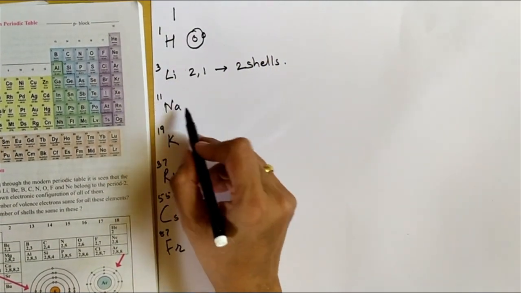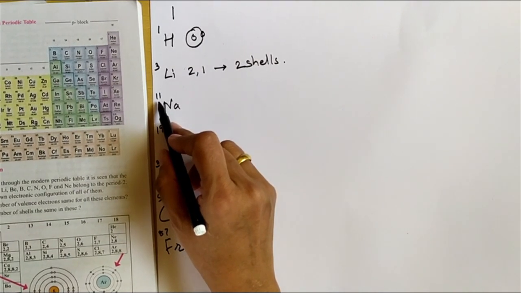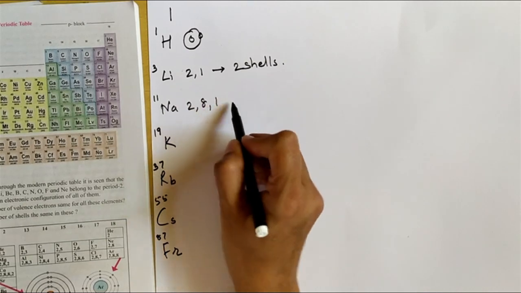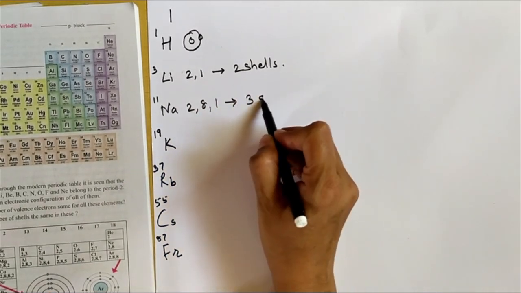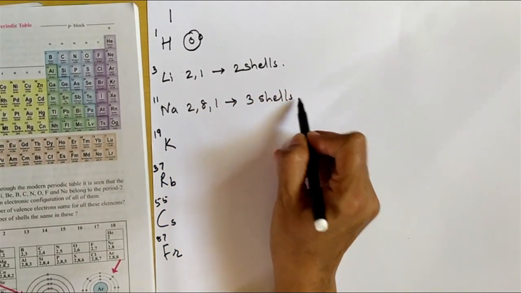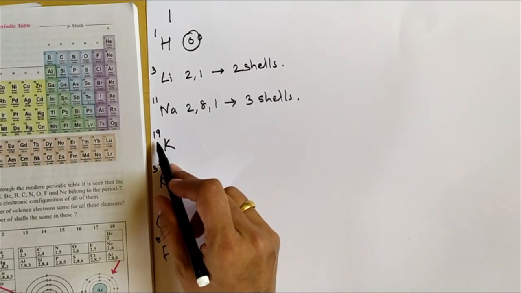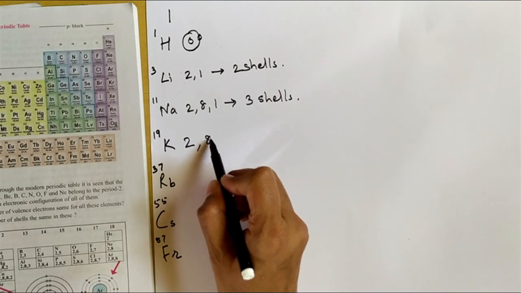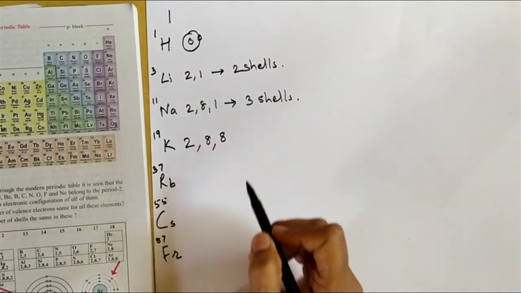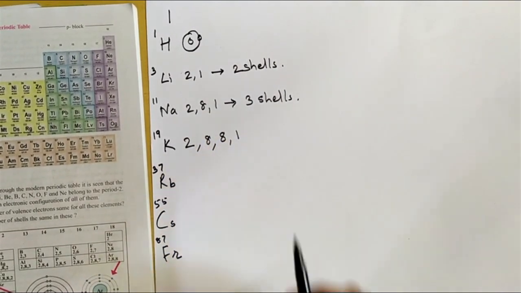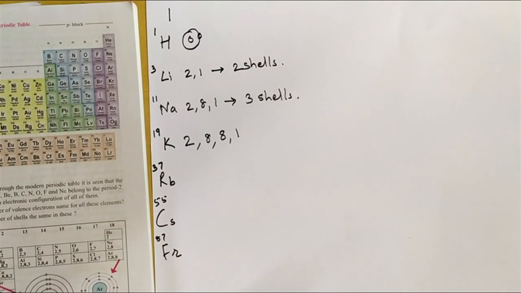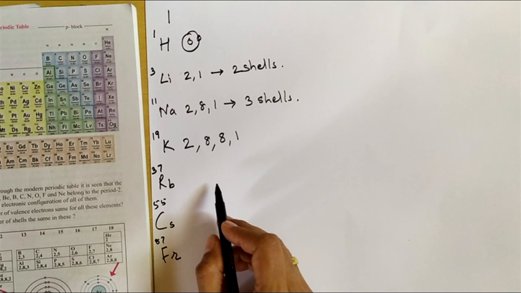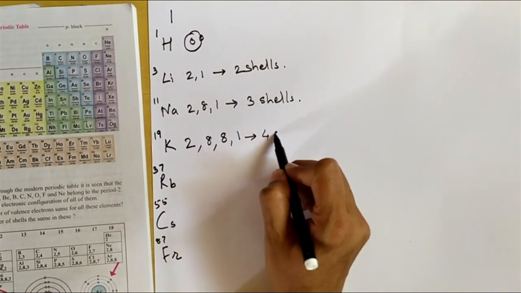Sodium, atomic number 11, so 2, 8, 1. That means it has 3 shells. Potassium, atomic number 19, electronic configuration 2, 8, 8, 1. Then in the same way, 4 shells.